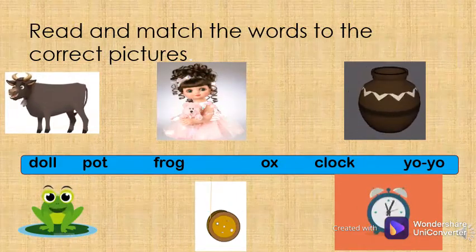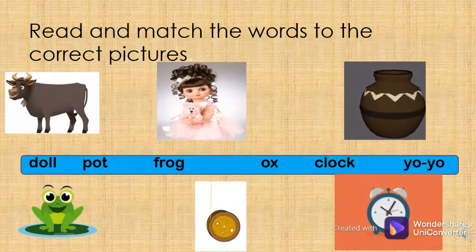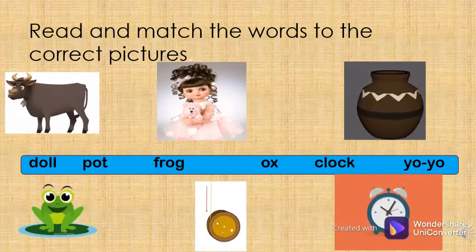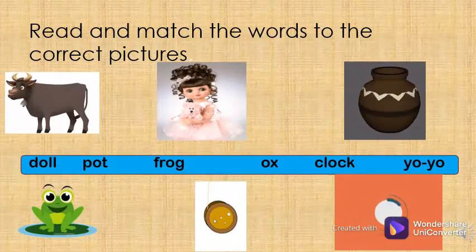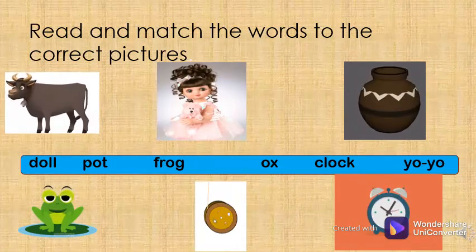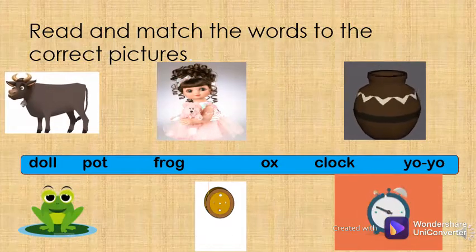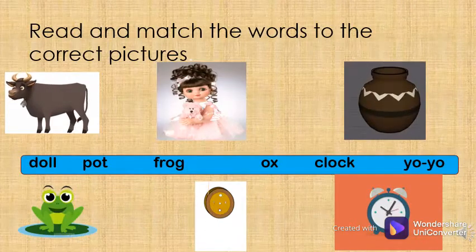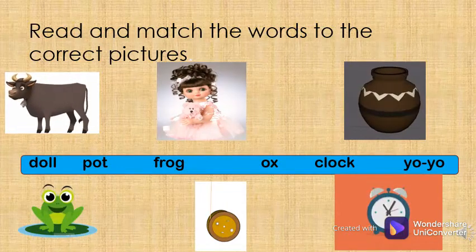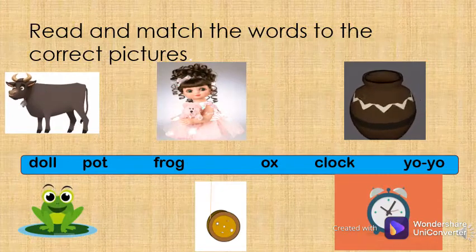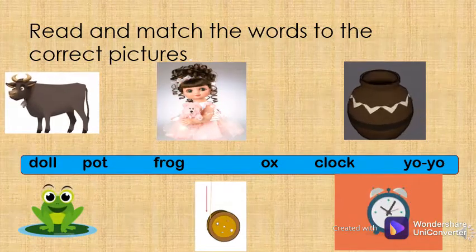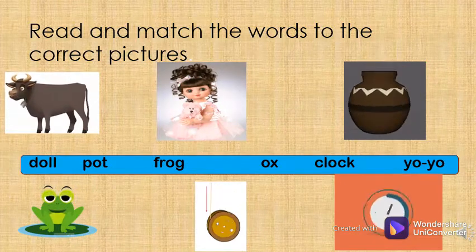Then ox, O-X, ox. Match it with the picture of ox. Then clock, here also C and L create one sound cl. C-L-O-C-K, clock. Match it with the picture of clock. Then yo-yo, Y-O-Y-O, yo-yo. Match it with the picture of yo-yo. Here the sound y, year, and o sound o, so two times it is happening. Match it with the picture and learn the words, the spellings and the proper pronunciation of the word.